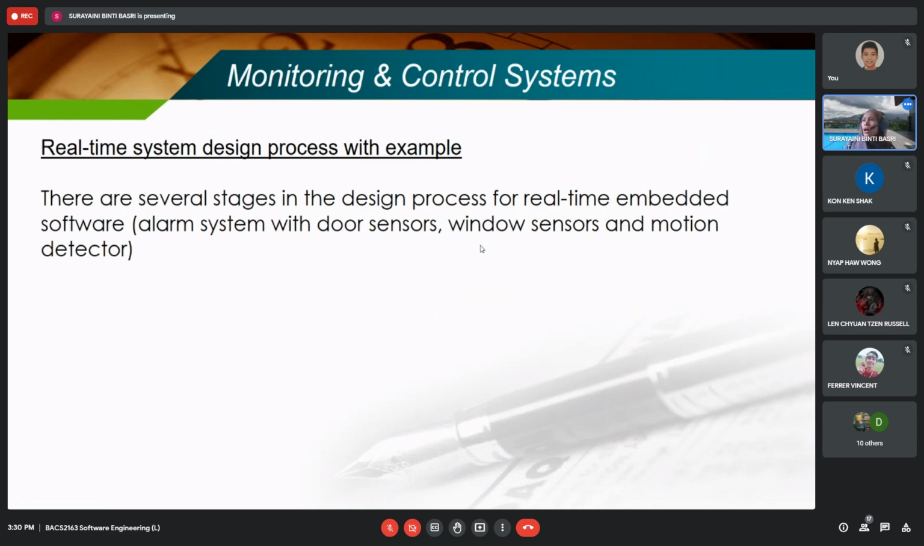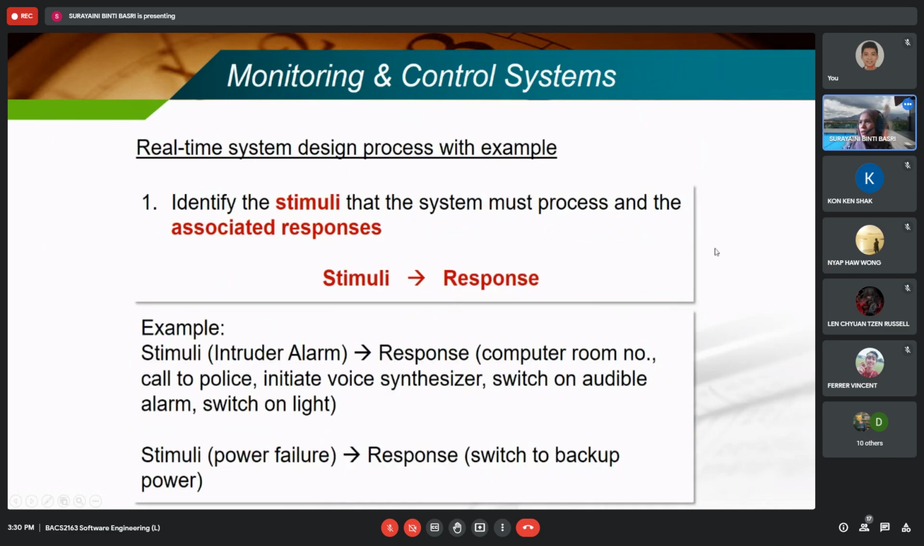Okay, so real-time system design process with example. So there are several stages in the design process for real-time embedded software. Okay, so real-time embedded software. Okay, so alarm system with door sensor, window sensor, and motion detector.